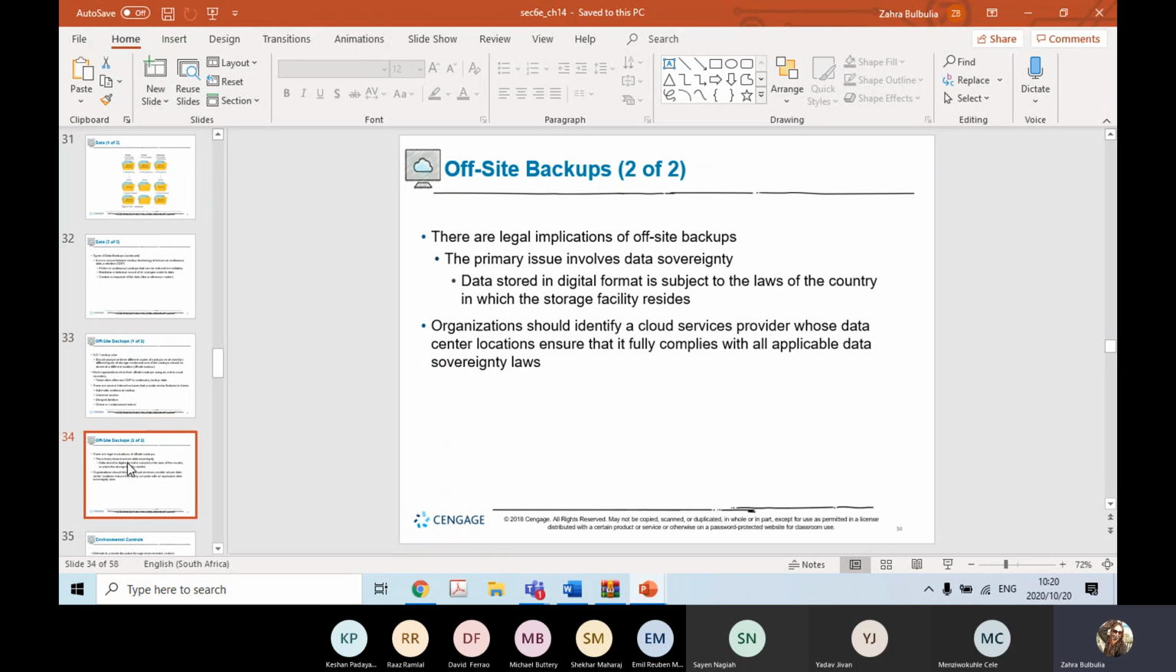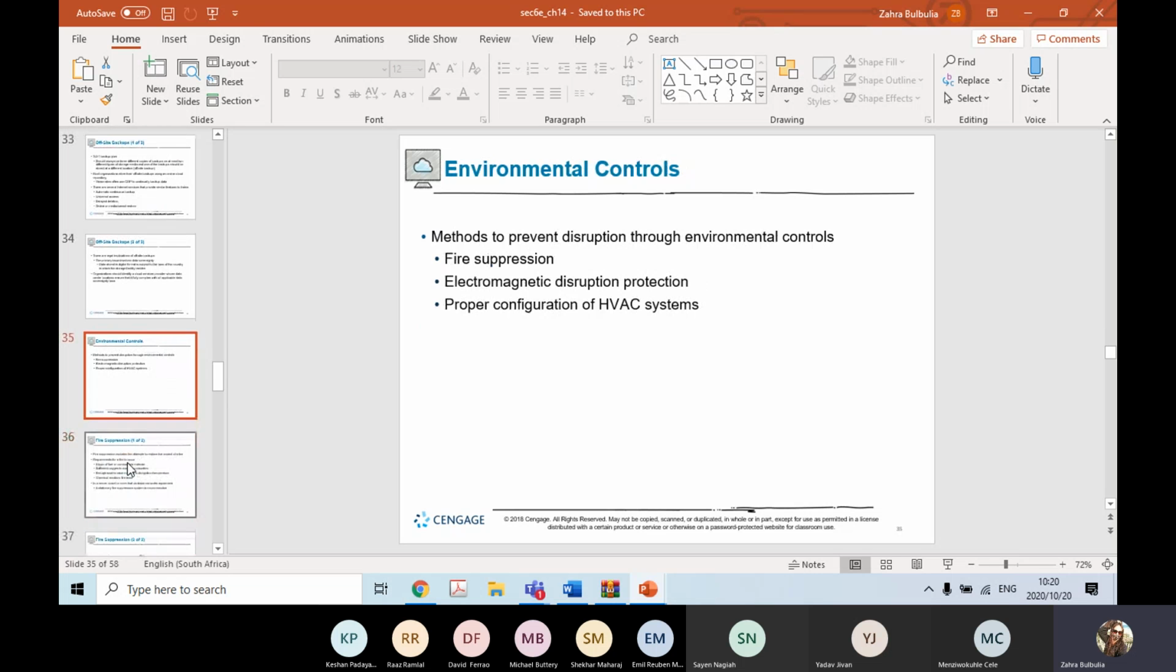Okay. So there are legal implications of offsite backups, and the primary issue involves data sovereignty. So data stored in a digital format is subject to the laws of the country in which the storage facility resides. So our organizations need to identify a cloud service provider whose data center locations ensure that it fully complies with all applicable data sovereignty laws.